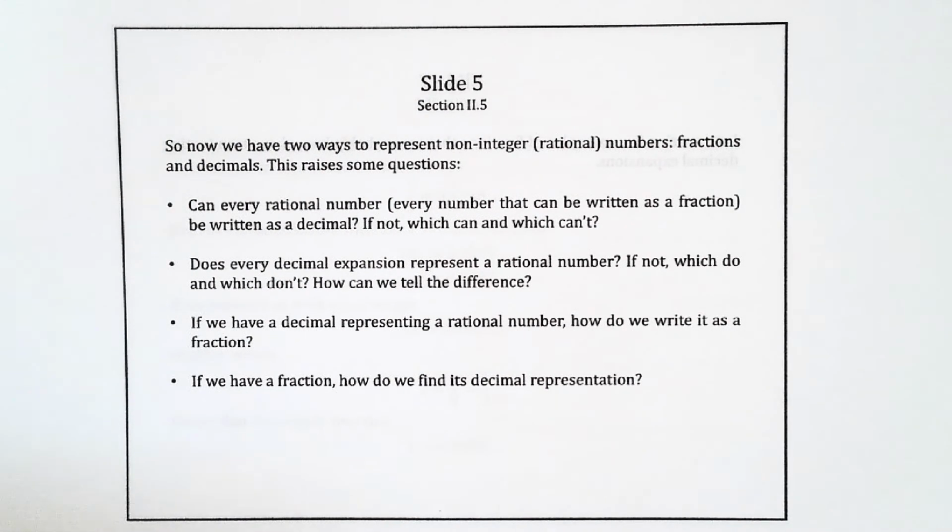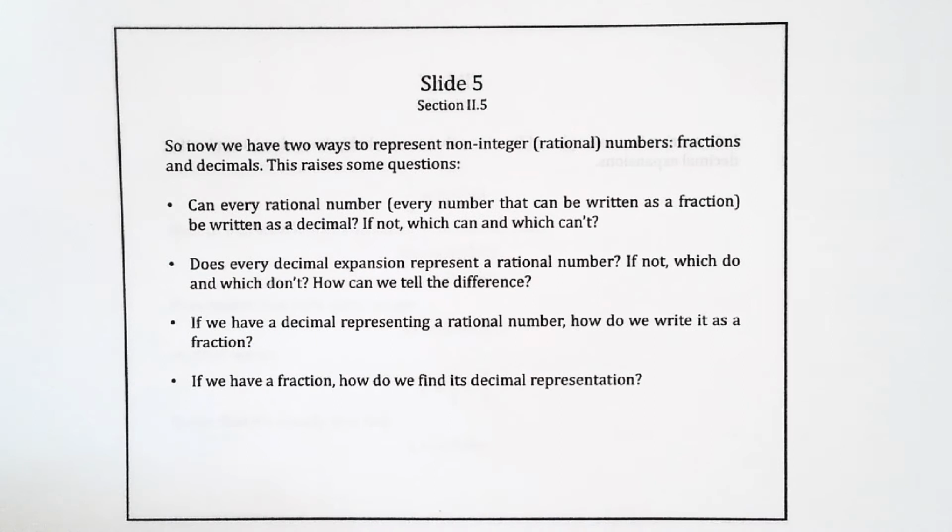What about repeating decimal expansions, like 0.3232322, where the 32's keep going on forever? Do those represent rational numbers or fractions? And if not, then which do and which don't? How can we tell the difference? How can I look at a decimal expansion and decide whether that's going to be a fraction or not, or a rational number or not?